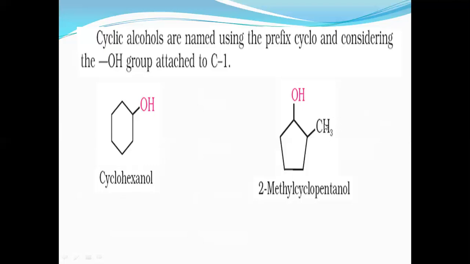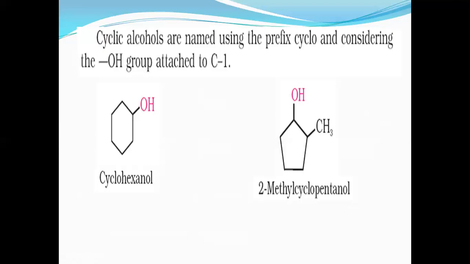Here the second position contains a methyl group, therefore it is called 2-methylcyclopentanol. Why? Because the second position contains the methyl group and the first position is OH, which is the functional group. There are 5 carbon atoms, therefore it is pentane, and OH is there, therefore it is ol, and the second position contains methyl, therefore it is 2-methylcyclopentanol. So this is the classification and nomenclature of the alcohols.